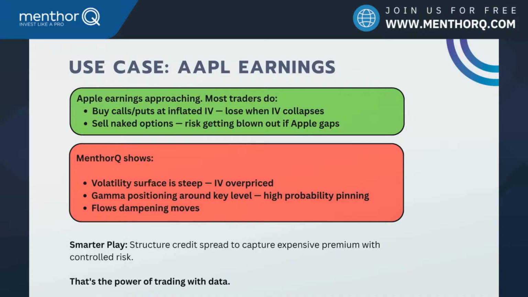So let's imagine that you now open your MenthorQ dashboard and you see a steep volatility surface that shows that IV is overpriced. Gamma is positioned at around key levels, so there's a really strong probability of a pinning effect there, and obviously the flows are dampening the moves. So instead of gambling, you actually structure a smarter play, which is looking at credit spreads. You're looking to capture an expensive premium with controlled risk, right? So you're now trading with the data. You're not just betting or gambling on the outcome.